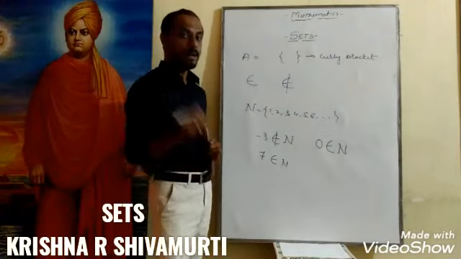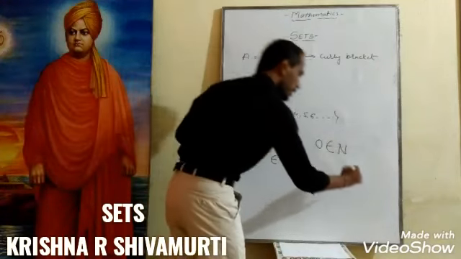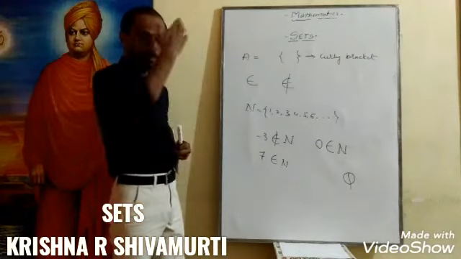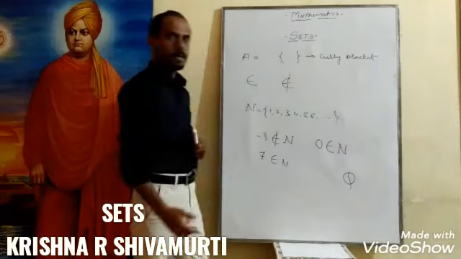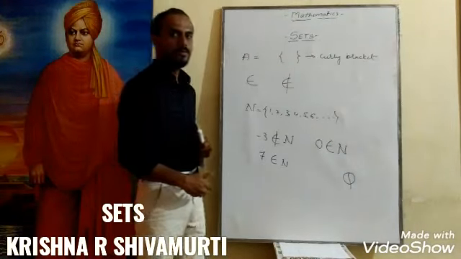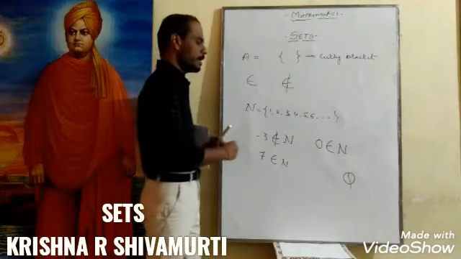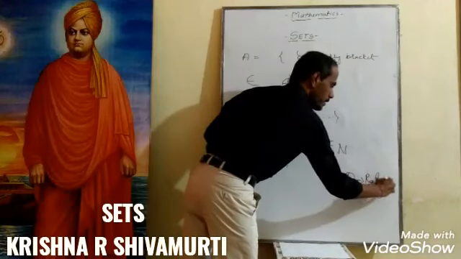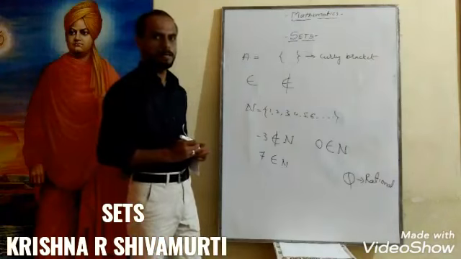Now, students, I will ask one example on standard notation. Q is a standard notation of which set in the number system? In which number system is Q used? Yes, definitely it is the rational numbers. Q is the set of rational numbers.